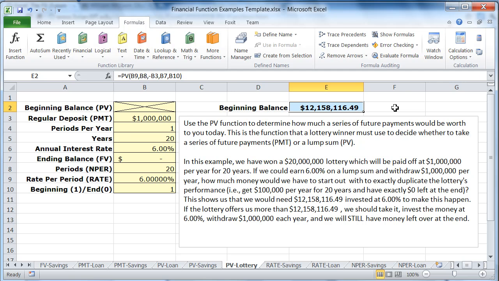So if the lump sum is greater than $12,158,000, then you should take it. If the lump sum offer is less than that, then you should probably take the $1 million a year for 20 years. So this is the tipping point right here.